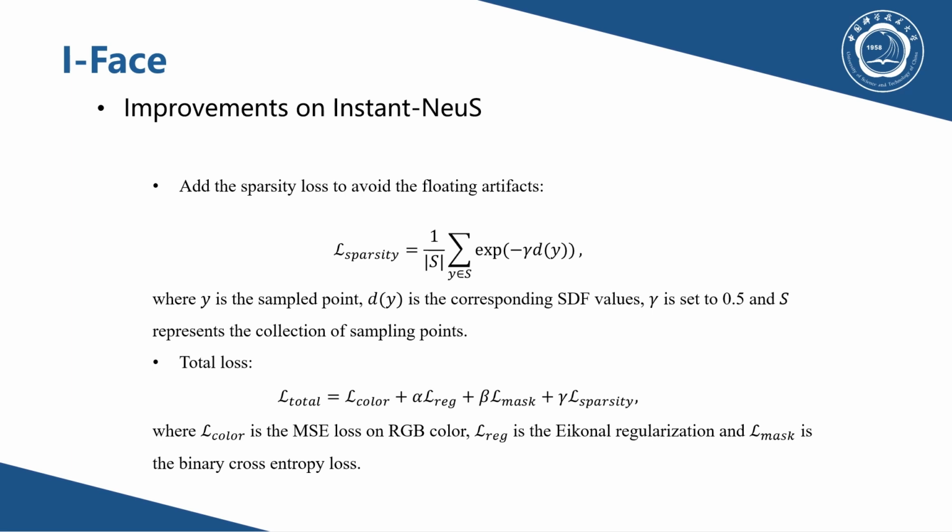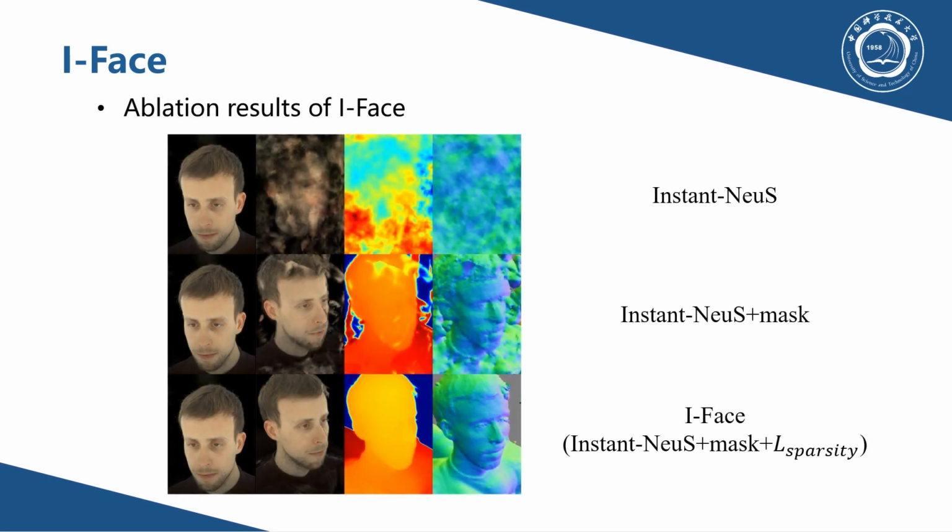In fact, we observe that the sparsity loss plays a significant role in the final loss function, especially when the model is sensitive to the near and far bound. As shown in the ablation results, the proposed sparsity loss avoids most of the floating artifacts, which further improves both geometry and appearance of the rendered images.